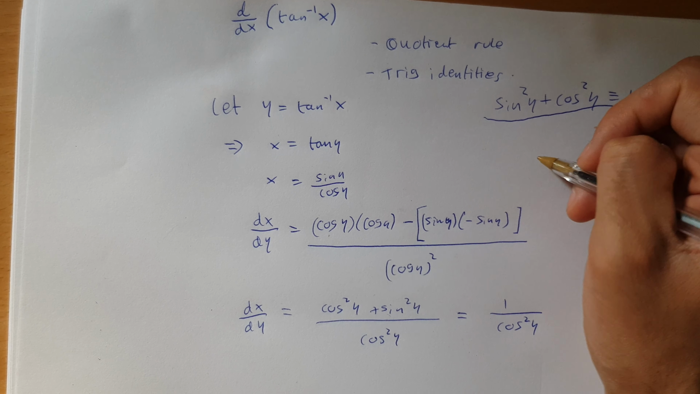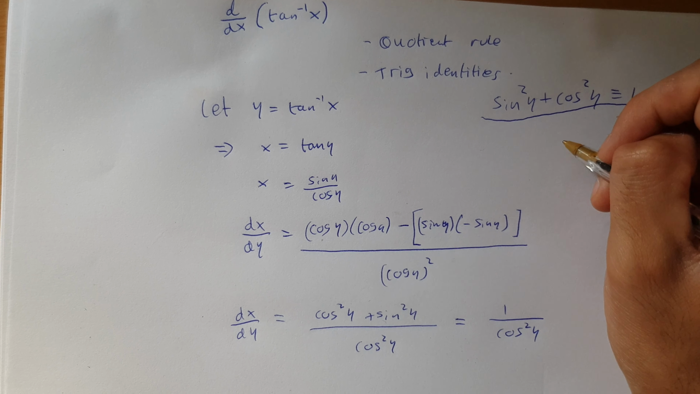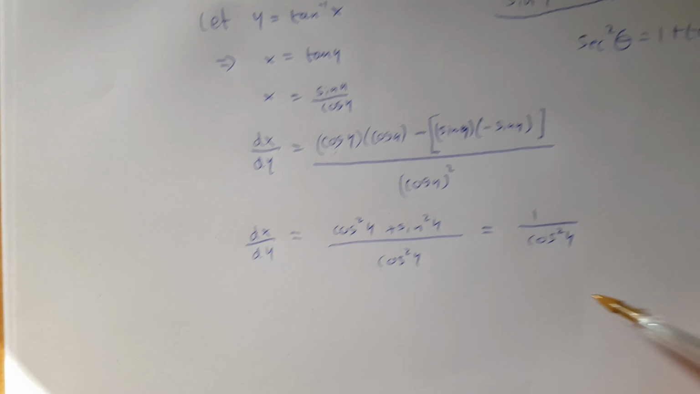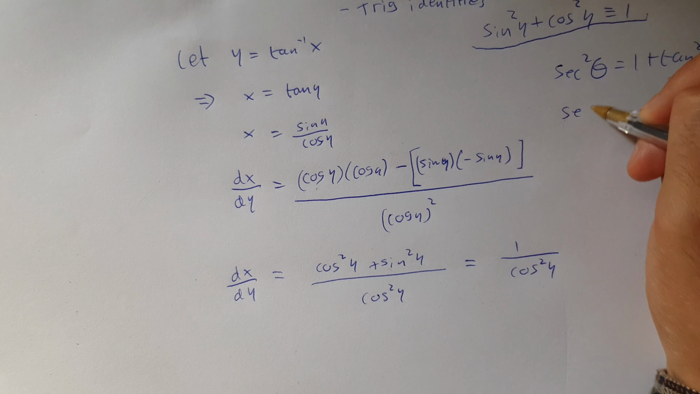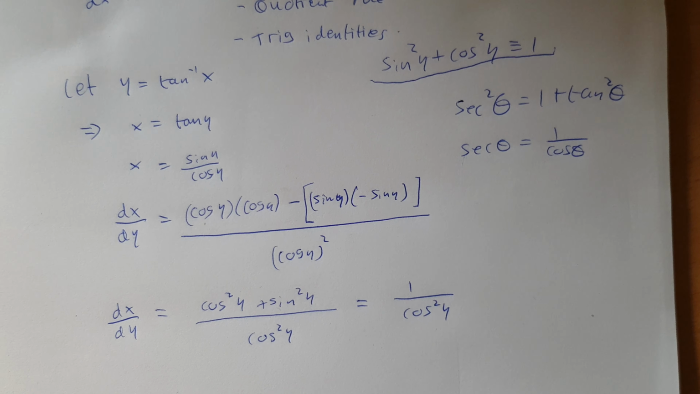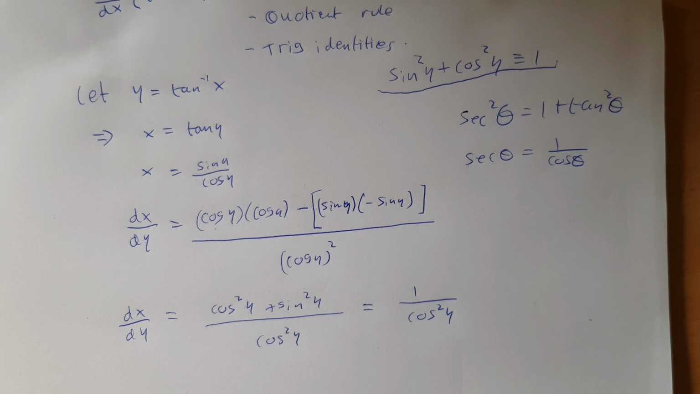And also remember this other one here, which I'm going to write over to the side. Sec squared theta is 1 plus tan squared theta. Okay, and obviously we know that sec theta is 1 over cos theta as well. So always bear these trigonometric identities in mind, okay? So what we have here is 1 over cos squared y. Sec theta is 1 over cos theta, so sec squared theta would be 1 over cos squared theta. In this case, 1 over cos squared y would just be sec squared y, right?